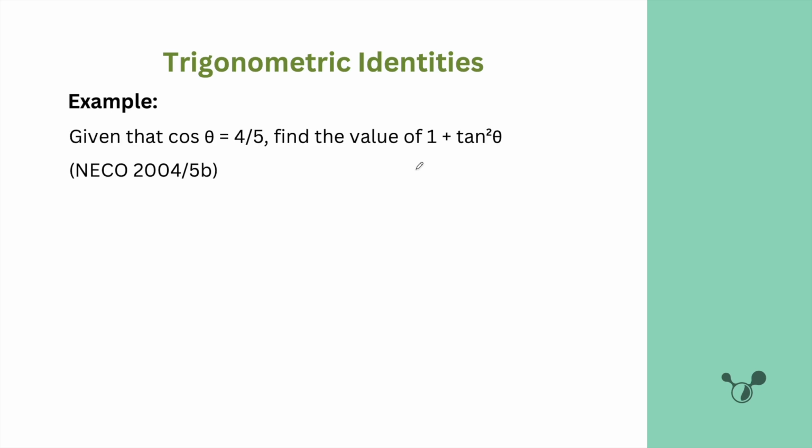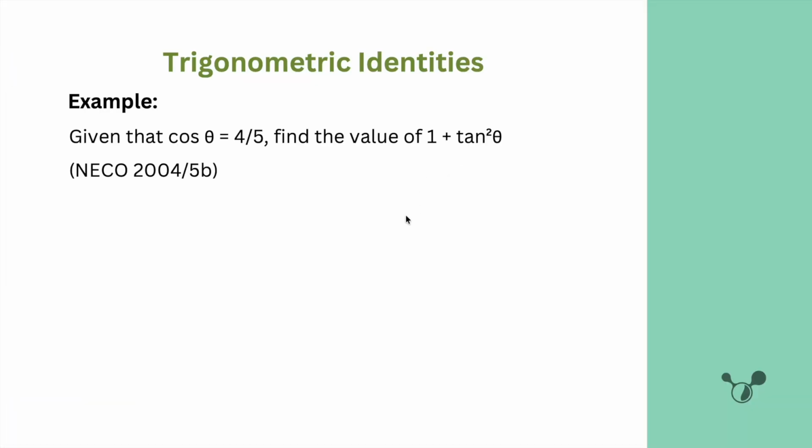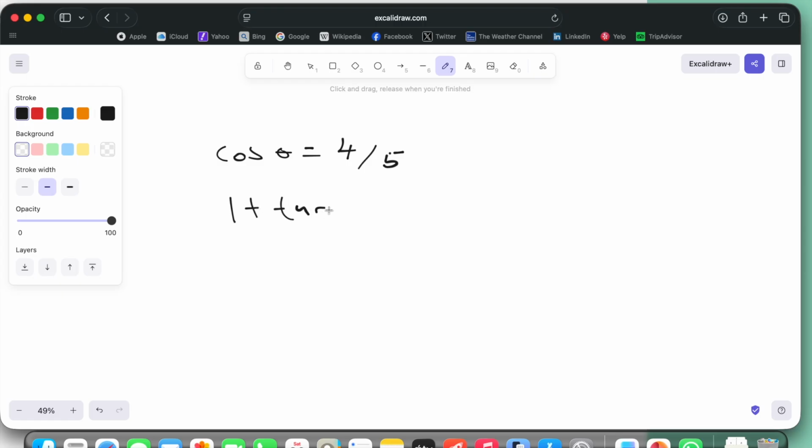See an example. It says that given that cos theta is equal to 4 over 5, find the value of 1 plus tan square theta. So we know cos theta is equal to 4 over 5, and I'm going to find 1 plus tan square theta. We know that 1 plus tan square theta is equal to what? Can you remember? Sec square theta. If you don't remember, it just starts from the beginning: sin square theta plus cos square theta, divided all through by cos square theta, and you get this.